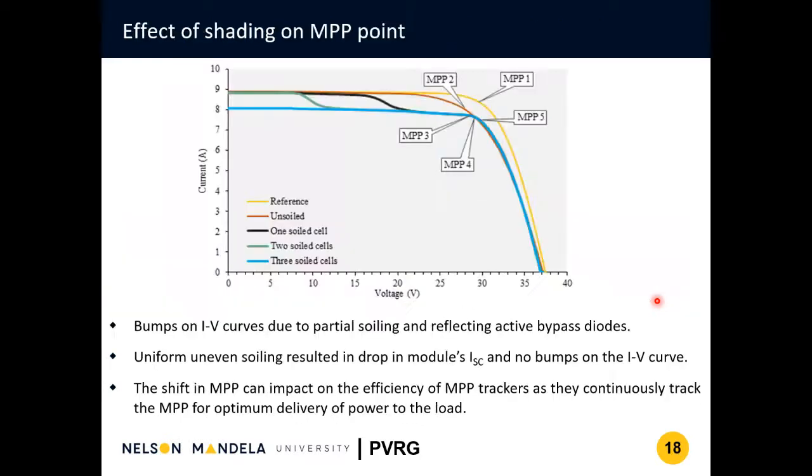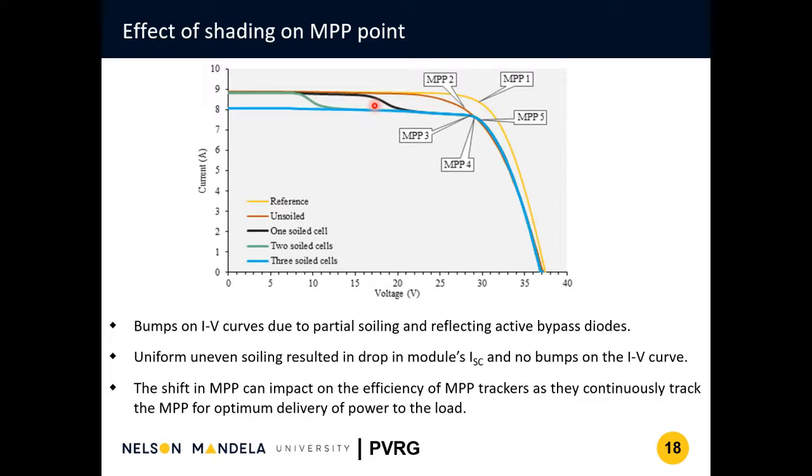Okay, so this is showing the shift of MPP when partial soiling was applied on the cells. The shift of the MPP was due to the shaded substrings. And as we can see here, the IV curve, when one cell was shaded, has a bump indicating an active bypass diode across the substring.